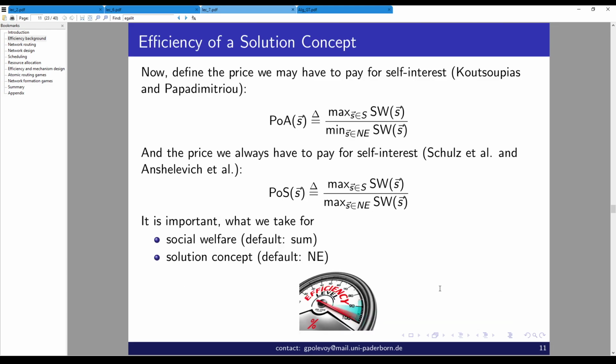So of course the price of anarchy is the kind of holy grail of what we have, but the price of stability is still important. And it's important, as I said, what we define as social welfare, and here the default is the sum of the utilities or the cost. And which equilibrium, which solution concept we use, because we can invent many solution concepts, and we look at the Nash equilibrium by default.